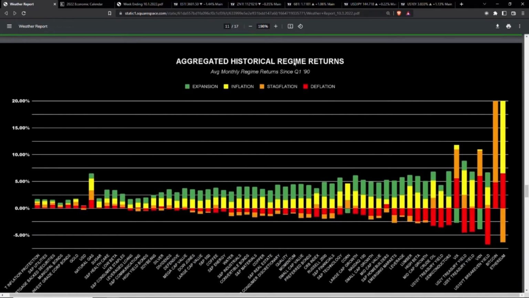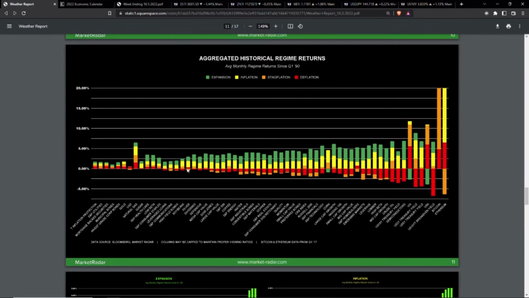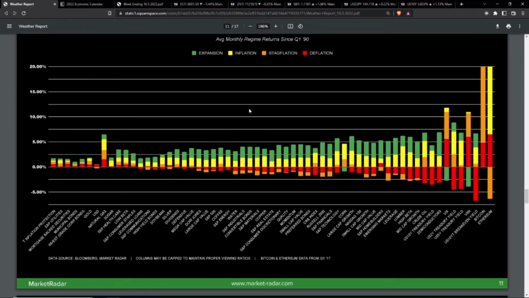Now we have the aggregated historical regime returns. This is basically a chart that sums up the performance of each underlying in each regime, and it's stacked in a manner that you can see the biggest contribution of each regime within the specific underlying. So, for example, on emerging markets, we have the expansion regime doing really well at 5%, and we have the stagflationary regime doing poorly at what seems to be negative 2.5%. So this is something to watch.